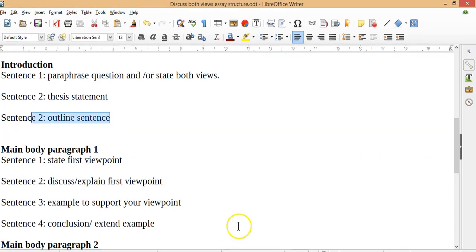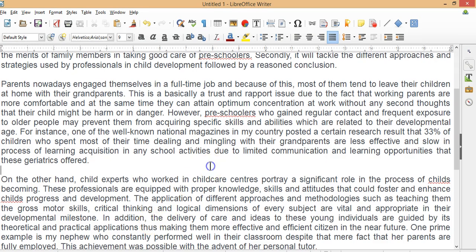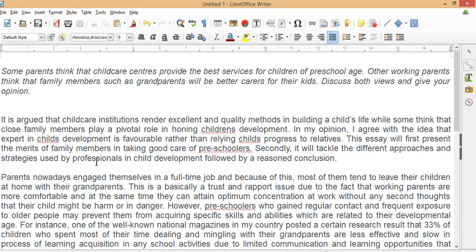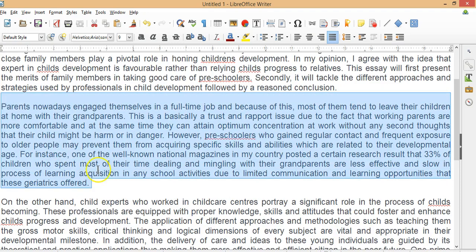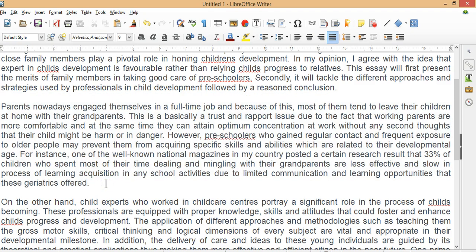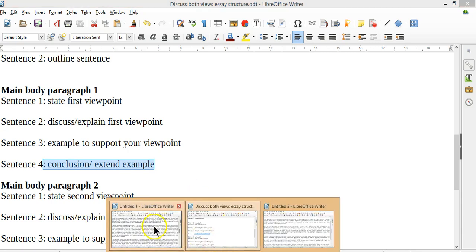Now, a structure that we could use, right? So you state the first view, explain it, give an example, conclusion, extend example. You don't need to look at opposite views, pros and cons in a single sentence. In a single paragraph. So, the view is grandparents will be better. So that's all that you need to basically talk about. The view that they are better. Why are they better? You know? Grandparents are better, they're better because, for example, conclusion.